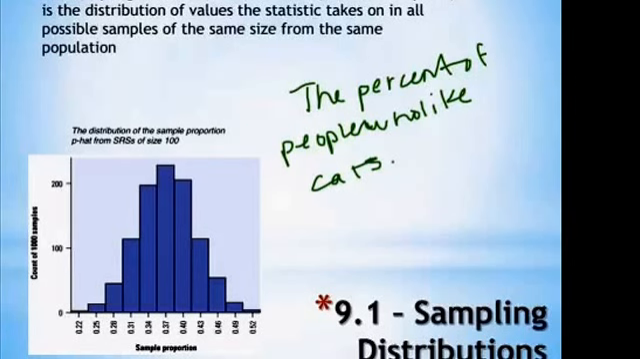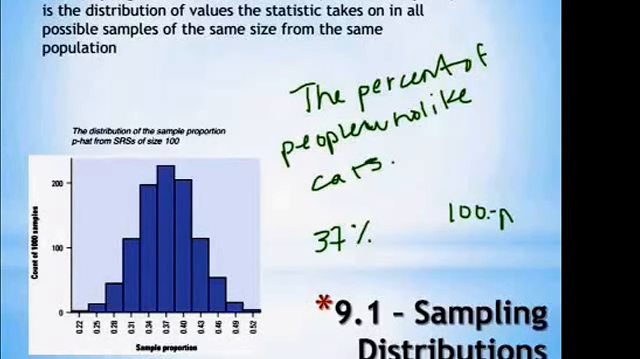And let's say our mean would be around 37%. 37% of people like cats. Now it's probably a lot more than that, but that's what I decided to pick. And what they did here is they found 100 people. That's what our n was. And they asked, how many people like cats? And let's say 35 of them out of 100 said they like cats. So 35% is where we would mark our histogram.